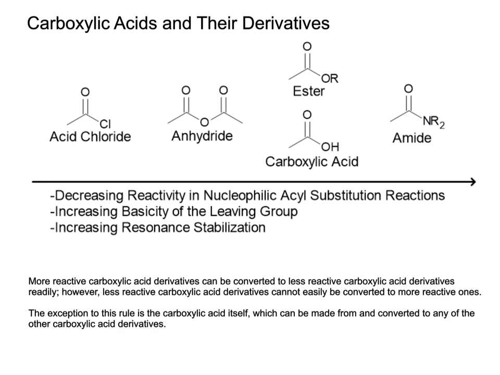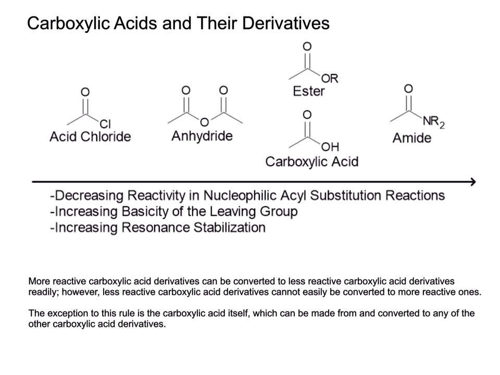What is the practical takeaway? More reactive carboxylic acid derivatives can be converted to less reactive carboxylic acid derivatives readily. However, less reactive carboxylic acid derivatives cannot easily be converted to more reactive ones. In other words, we can turn the acid chloride into an anhydride, ester, carboxylic acid, or amide. However, I cannot turn an anhydride into an acid chloride, or an ester into an anhydride, or an amide into an ester. The exception to this rule is the carboxylic acid itself, which can be made from and converted to any of the other carboxylic acid derivatives.